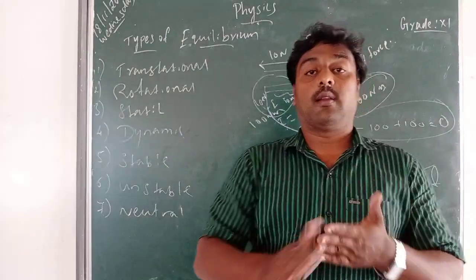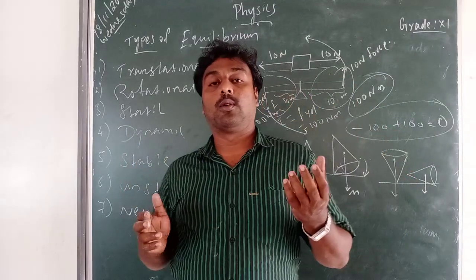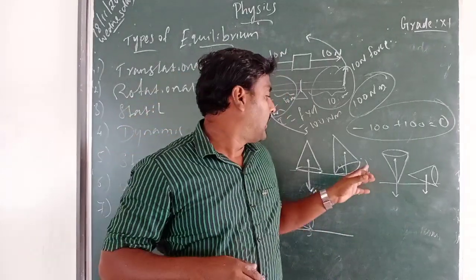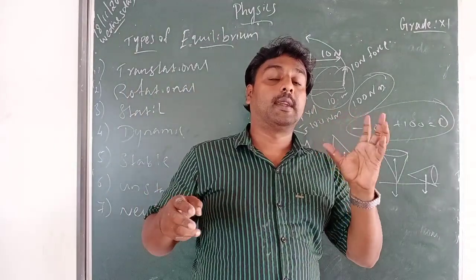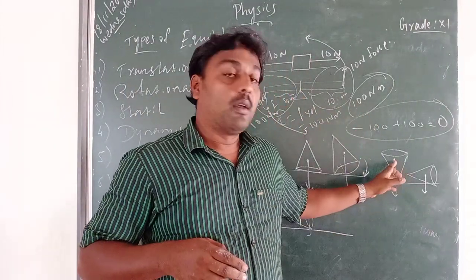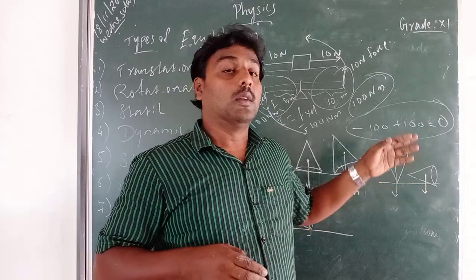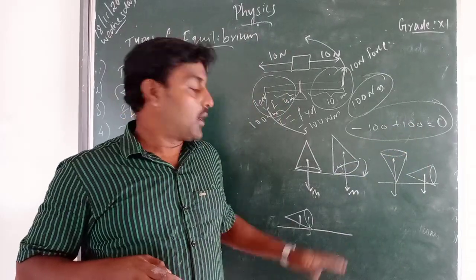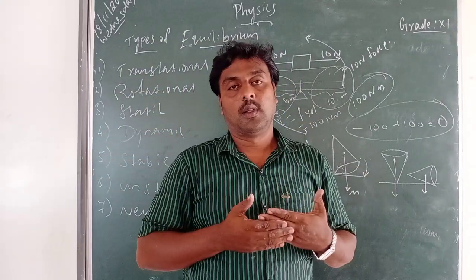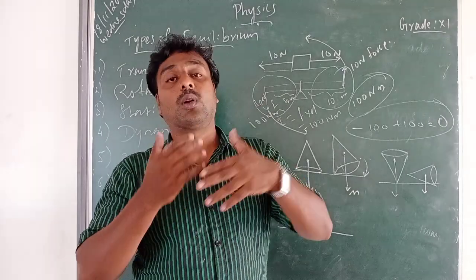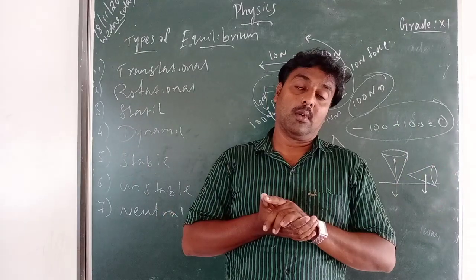You can do this experiment. Take a cone, an ice cream cone or any cone. Keep it in this position and slightly disturb. If it is coming back, it is stable equilibrium. Keep it in this position, slightly disturb, and it will not come back to its original position. So that is unstable equilibrium. Now you keep the cone in this position and just touch it. You can see that it rolls over. When it rolls over, it stays in the same equilibrium state.